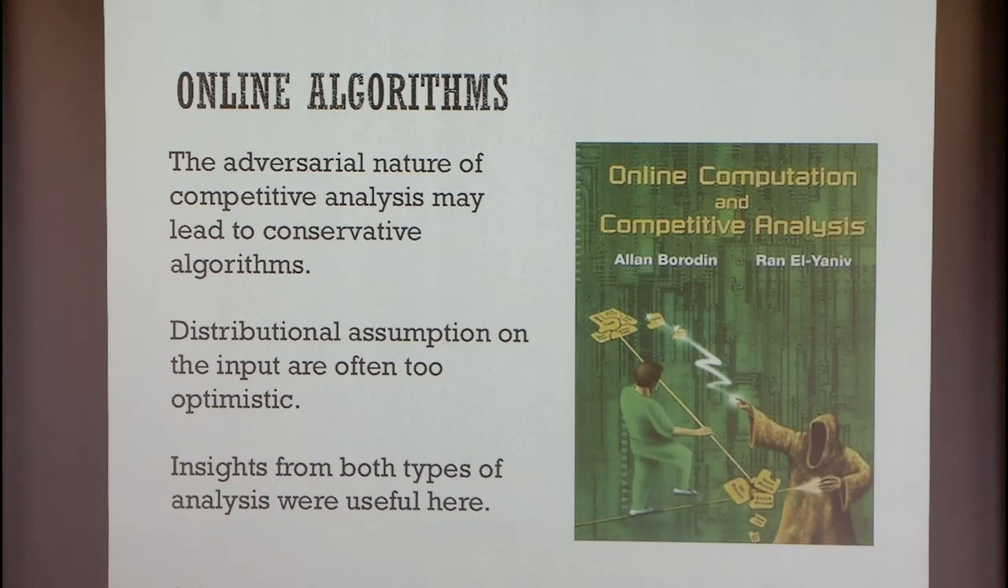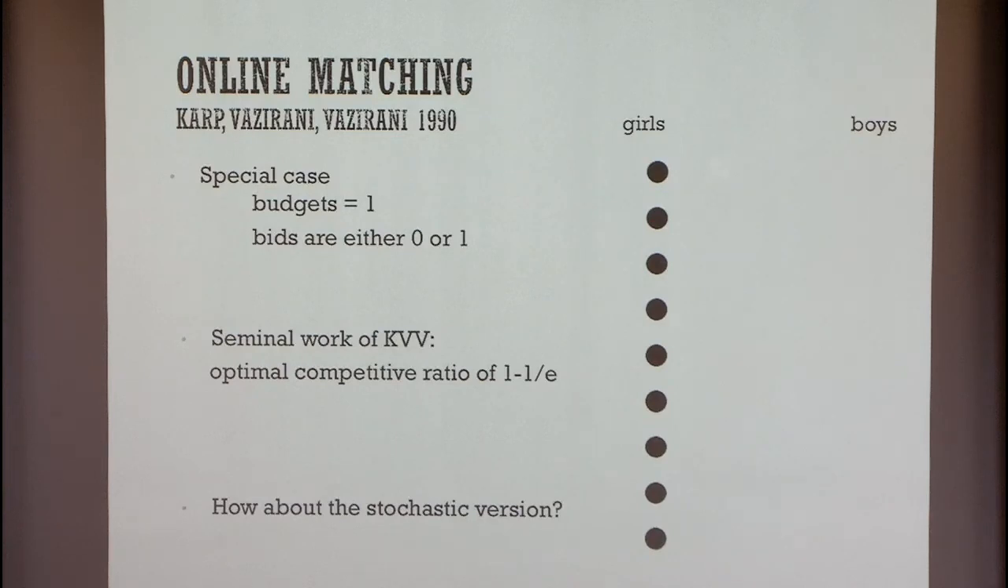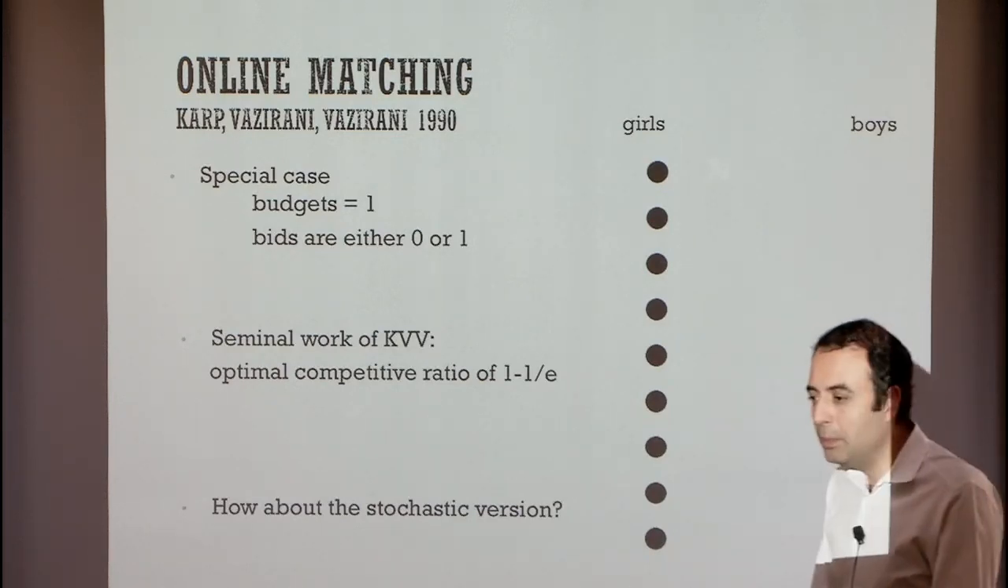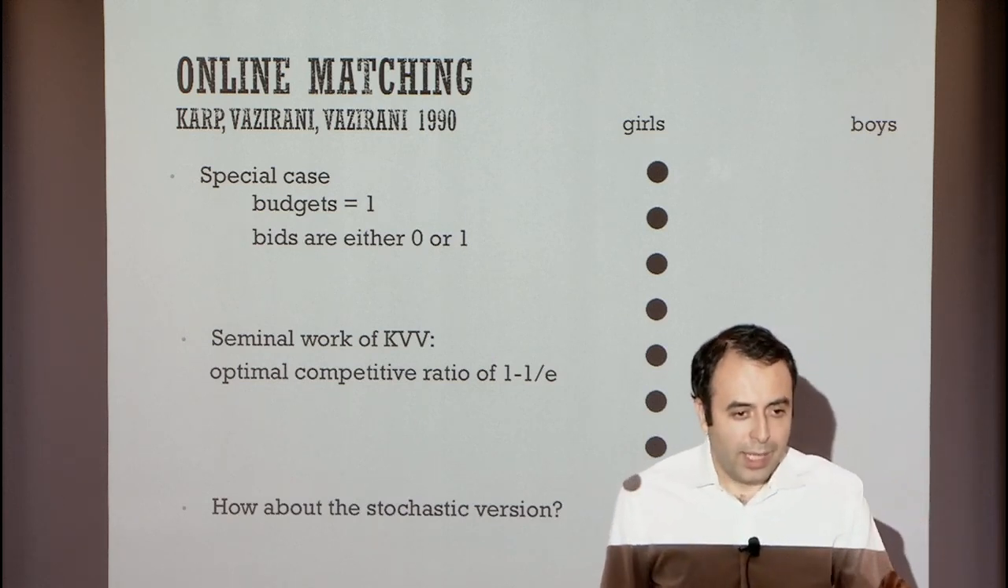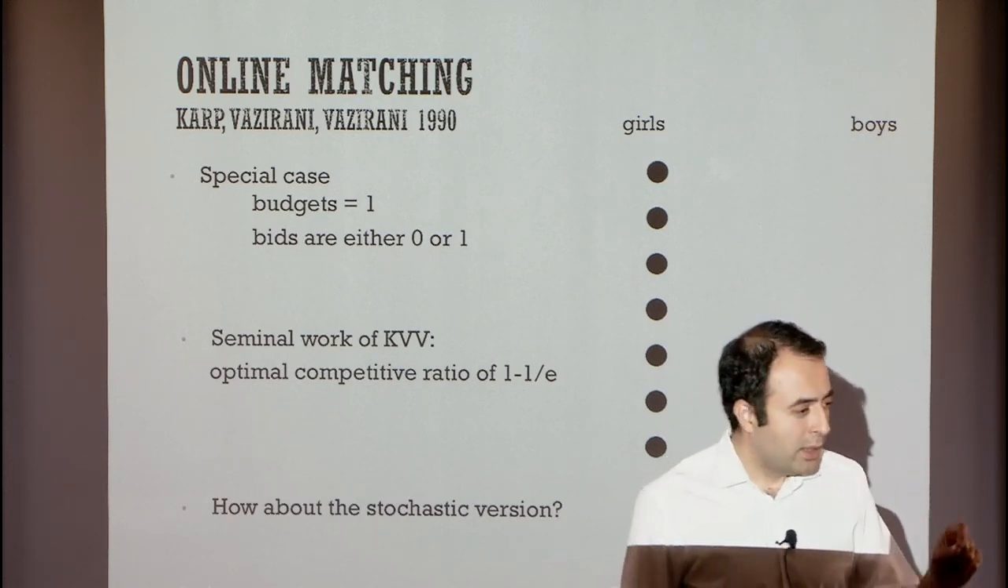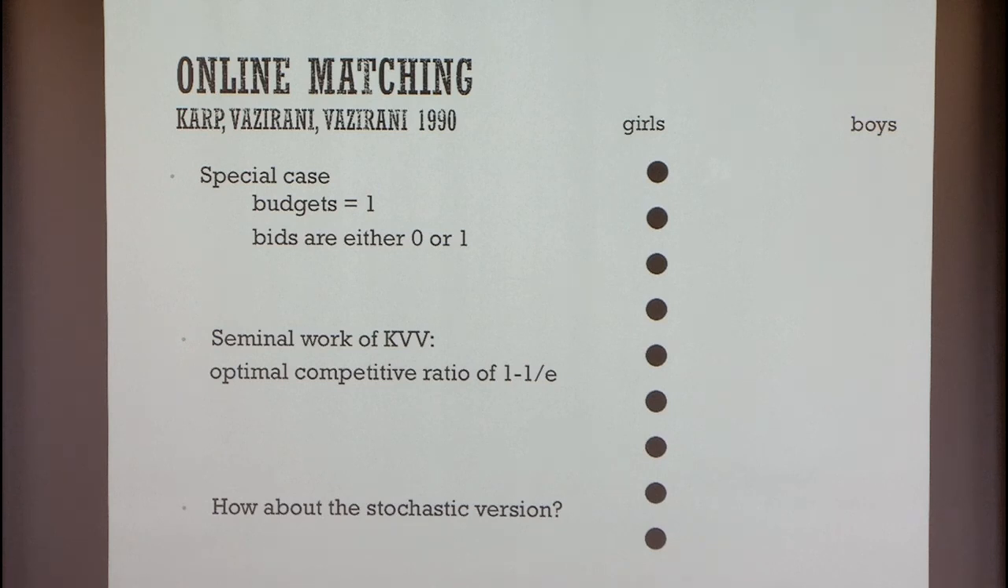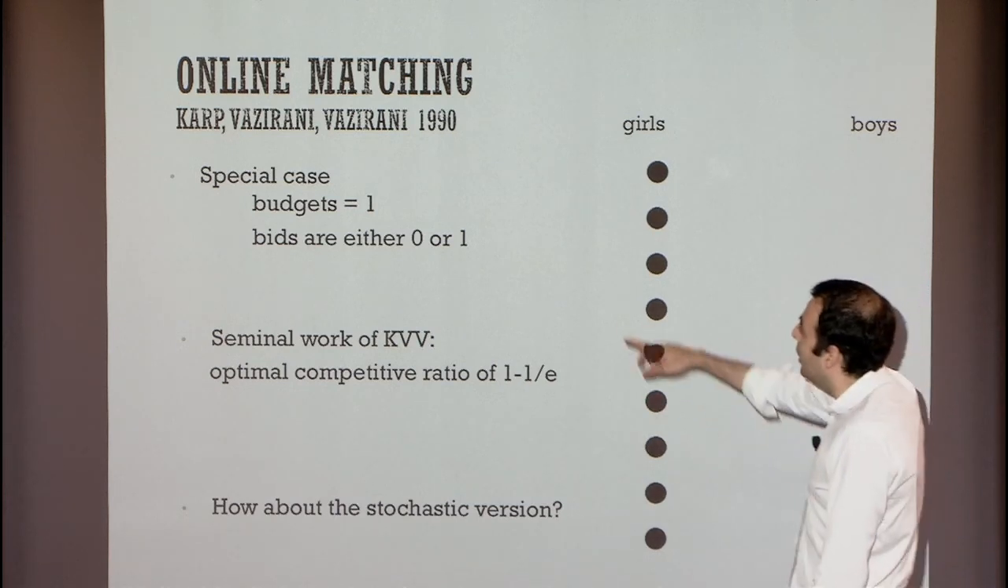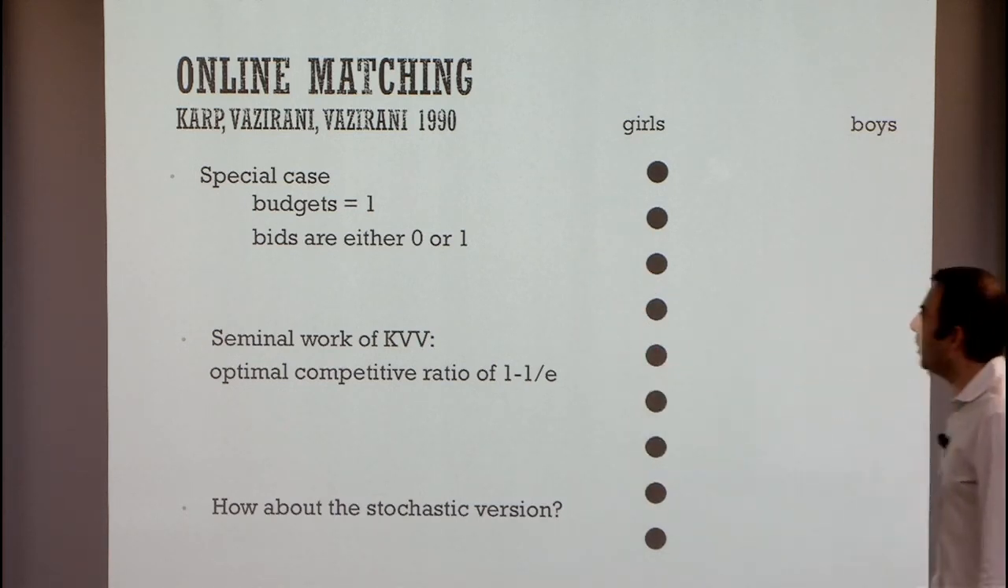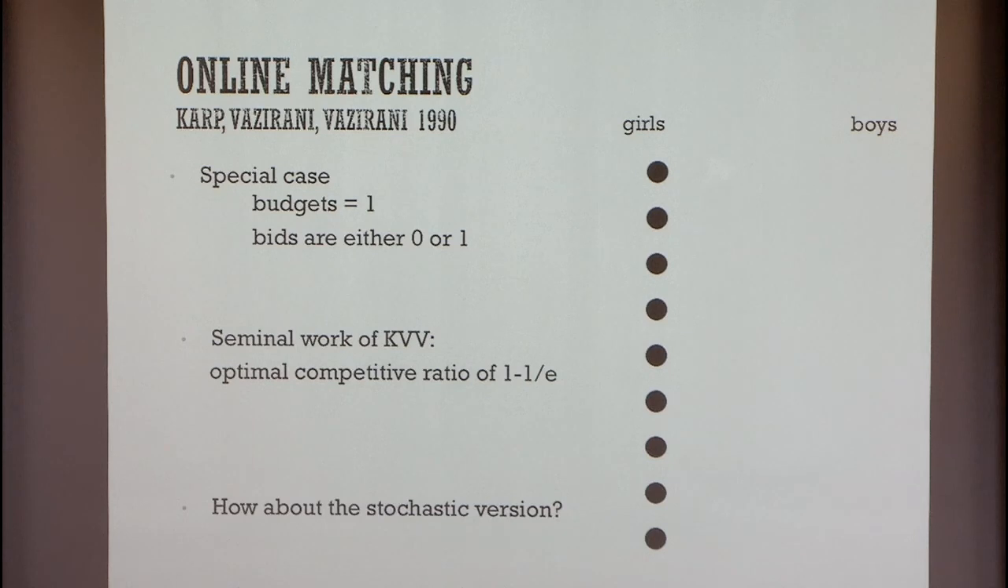And lastly, the problem that I'm quite interested in, that Luca asked about. Let's think for a second about the very special case of this problem, where the budgets are 1 and the bids are 0 or 1. So that's an online matching problem, all right? It was initially studied by Karp, Vazirani, and Vazirani in this beautiful paper. They posed the problem as an online matching.